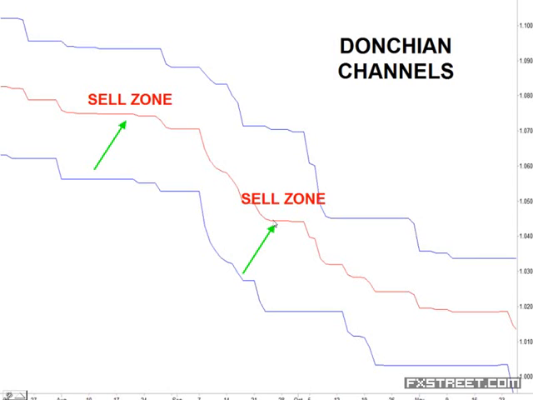We have to have a little bit more structure. I'll go into that in just a few minutes. But that's what we're looking for. We're looking for price to sell off and then come back and touch the midline. That's our sell zone. Okay?